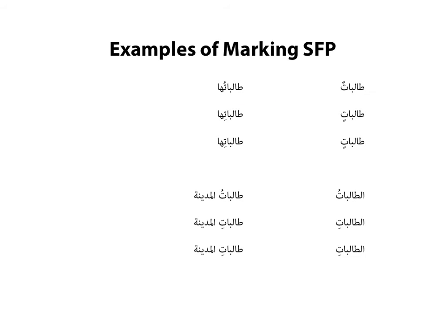So on this slide we see examples of the sound feminine plural, talibat, which is female students. So we get talibatun, talibatin, talibatin, but then with all the attachments: talibatu, talibati, talibati, talibatuha, talibatiha, talibatiha, talibatul madina, talibatil madina, talibatil madina. So "u", "e", all the way through, both with the article and without the article.